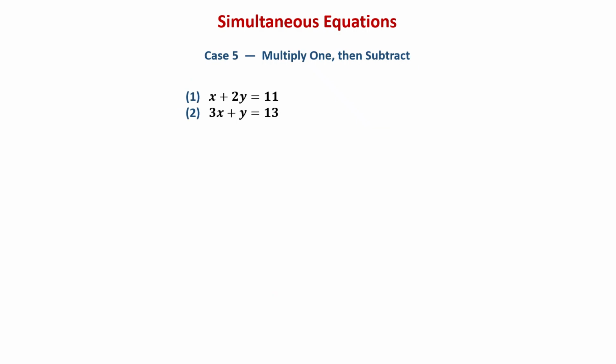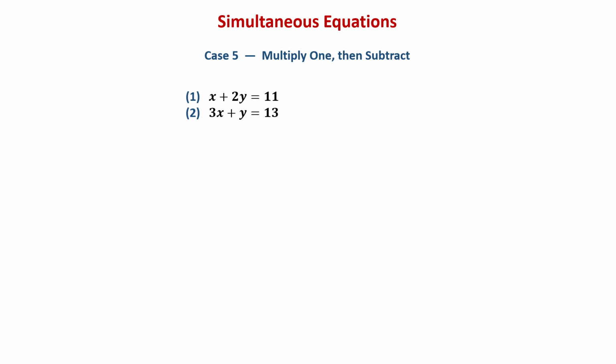Now, let's look at this. x plus 2y equals 11. 3x plus y equals 13. If we look at the numbers in front of the x, x means 1x. So 1x and 3x are not equal. 2y and y are not equal. In this case, we can't add or subtract. We need to make one equation look like the other.